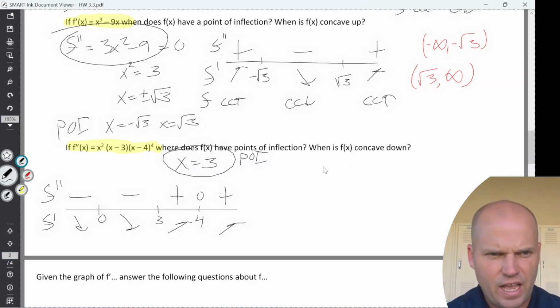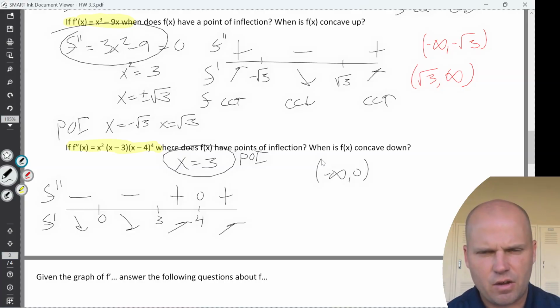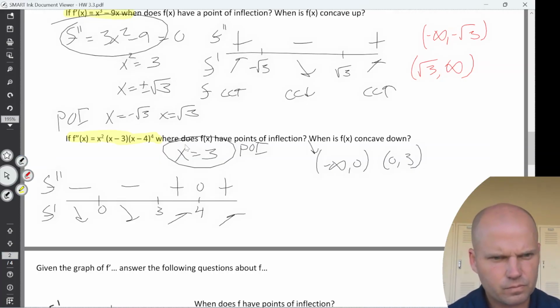When are we concave down? I'd say negative infinity to 0 and 0 to 3. That's when f is concave down.